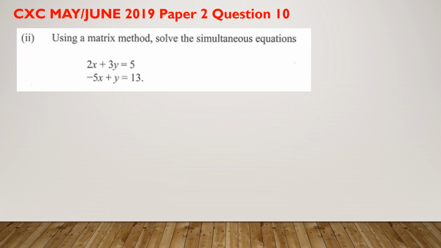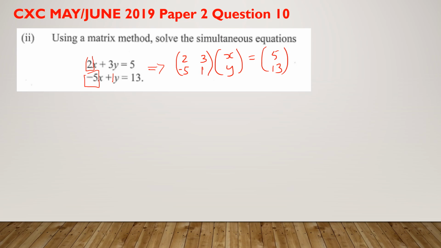Here we have part 2 of the question. It says, using the matrix method, solve the simultaneous equations. So the first thing we need to do is to convert these two simultaneous equations to matrix form. So we're gonna have our brackets here, and we know the total is 5 and 13. It is x and y. The coefficient of the x terms are 2, and we take the sign, -5, then y 3, and we know that this y has a 1, so we're going to write 1 there.